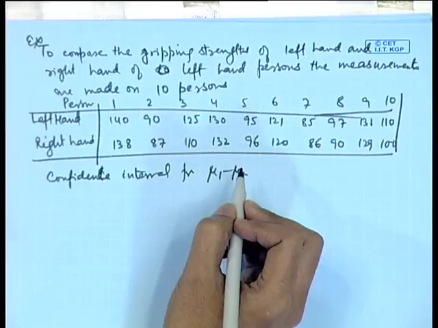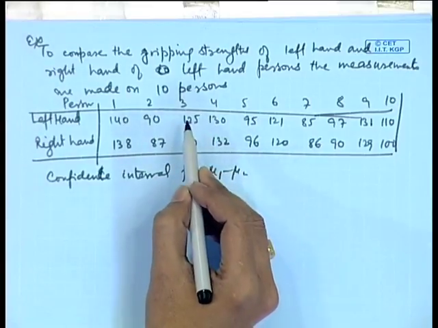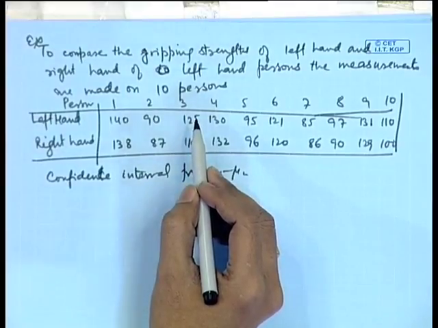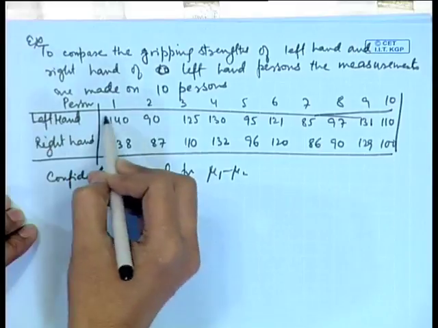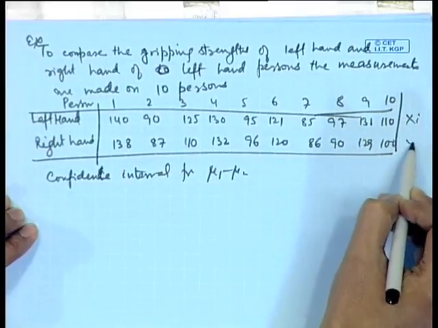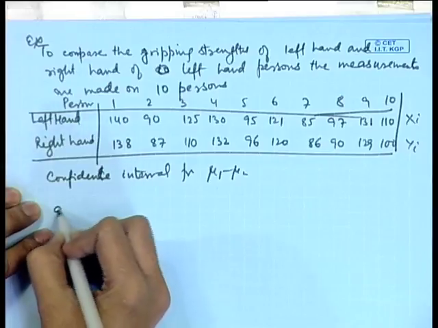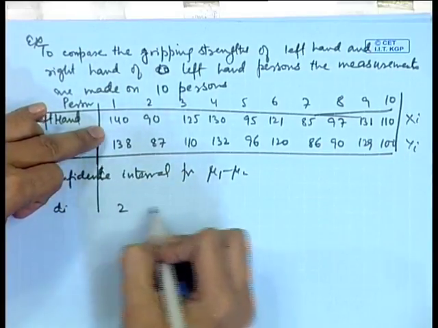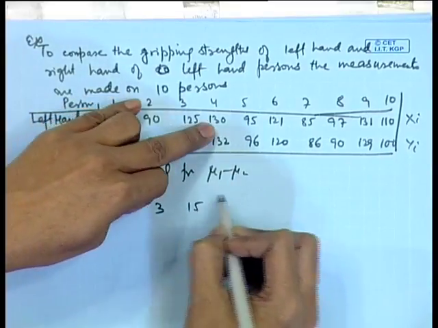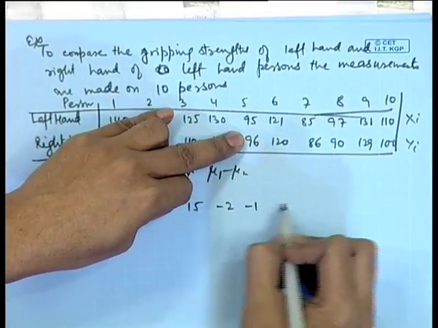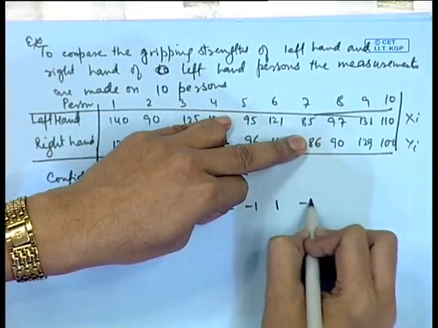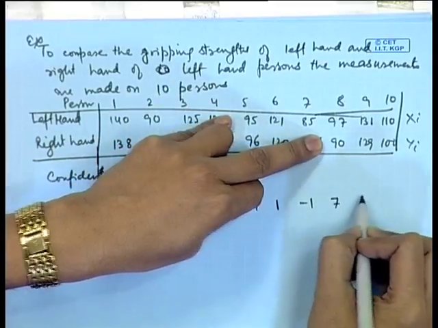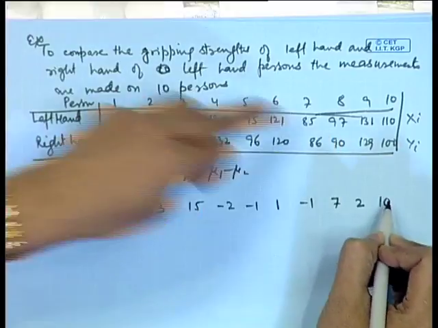Now, observe here that this is the data related with the correlated observations. So, we will need here the means of. So, let me call this the first set. So, this is x i data, this is y i data. So, we will look at d i's, the differences here. So, the differences here are 2, 3, 15, minus 2, minus 1, 1, minus 1, 7, 2 and 10.